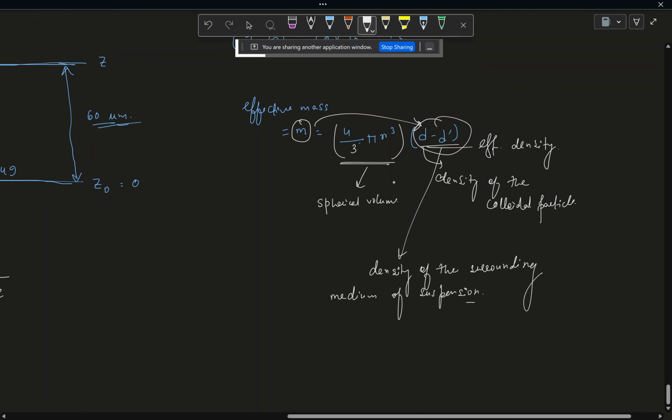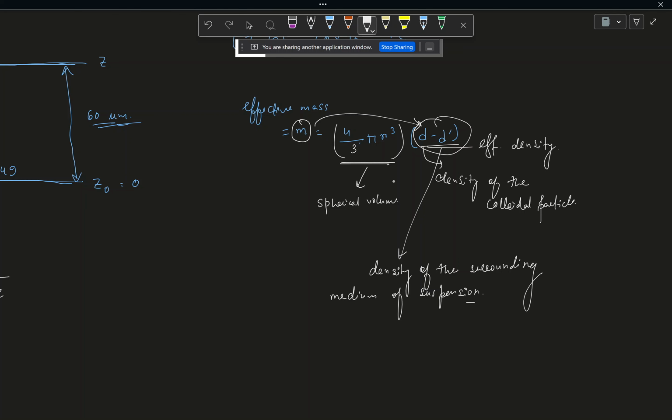Because the particle is not by itself in the medium, it is getting impacted by all the suspension medium's molecules, because they are giving it a net force from all possible directions, which is basically the physics of Brownian motion, right? So when it is inside a medium, you have to also consider the effect of the medium on it. So that is why effective mass, because the particle is not a free particle.